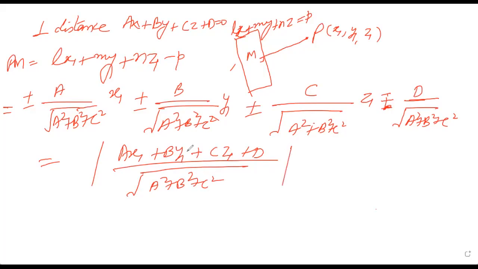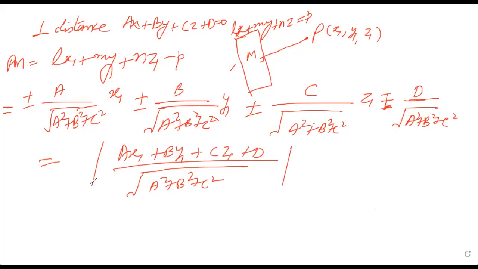In fact, you know this formula. If you want to find the length of a point from a line, what do we do? We put the point in the equation of the line, divided by the square root of the sum of squares of its coefficients. Isn't that the formula? Yes sir, the same formula is coming here. You just put the point in the equation of the plane divided by under root of the squares of the coefficients of x, y, z.